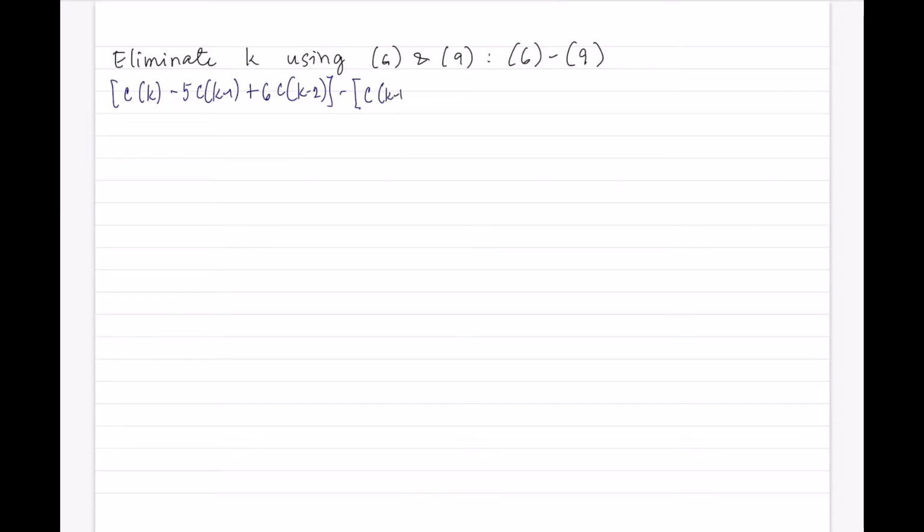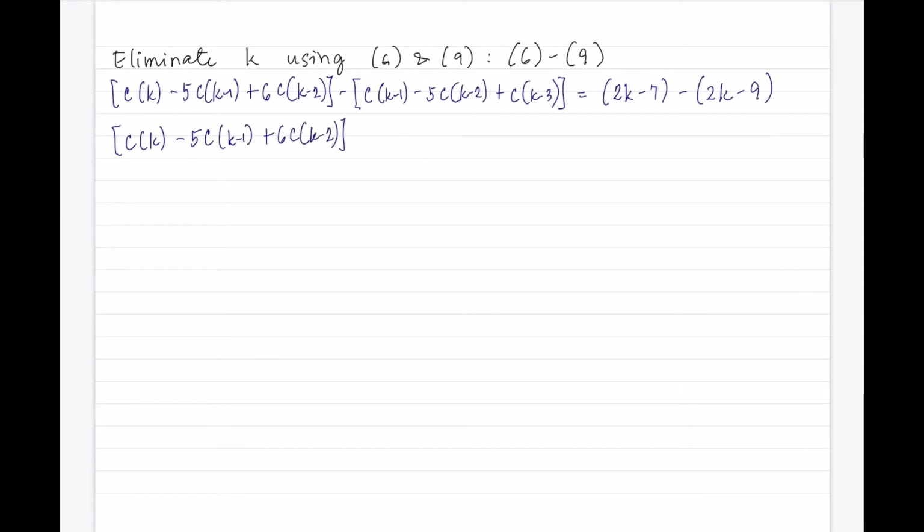So the next step is we now remove the k term using equations 6 and 9. How do we do that? We simply subtract equation 9 from equation 6. So you write the left hand side and then the right hand side of the equation, and then we proceed to solving first the left hand side of the equation, which is more complex than the right hand side. So that would be the quantity c of k minus 5c of k minus 1 plus c of k minus 2. Then we distribute the negative sign to negative c of k minus 1 plus 5c of k minus 2 minus c of k minus 3. Then we copy the right hand side.